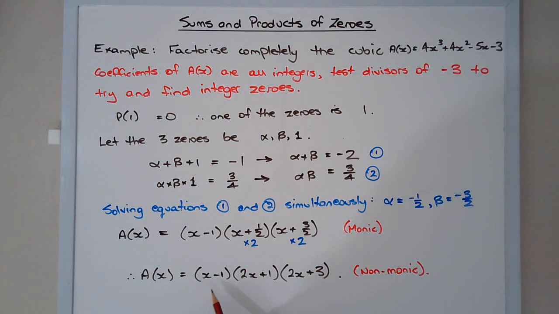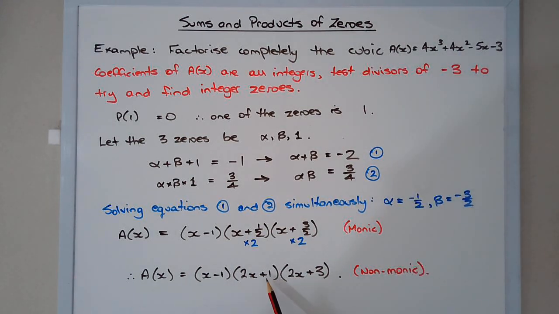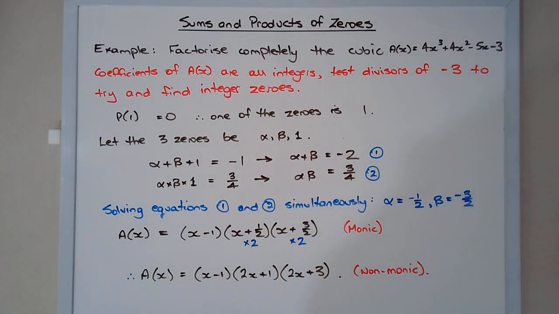And if you multiply that out, and look at the leading term, x times 2x, you'll get 4x cubed, of course. And negative 1 times positive 3 will give us the constant term of the original polynomial.